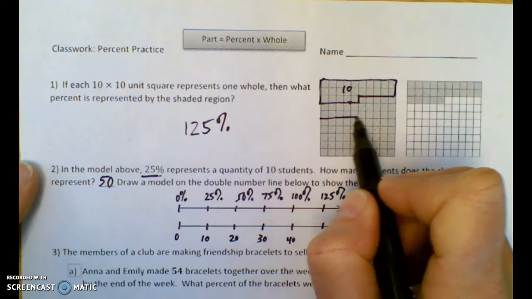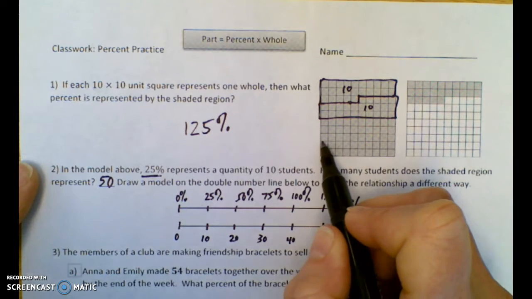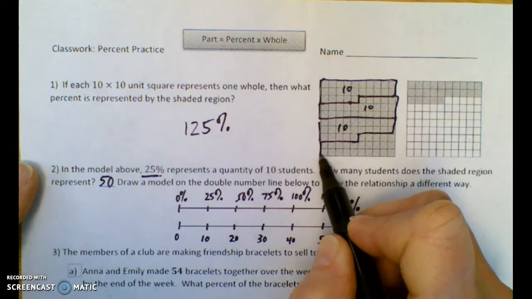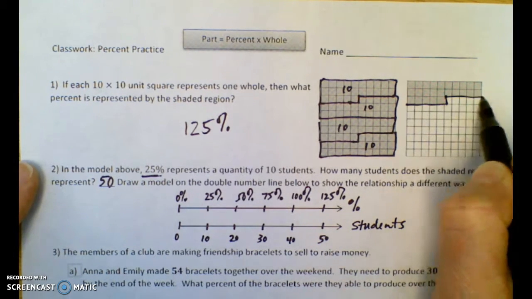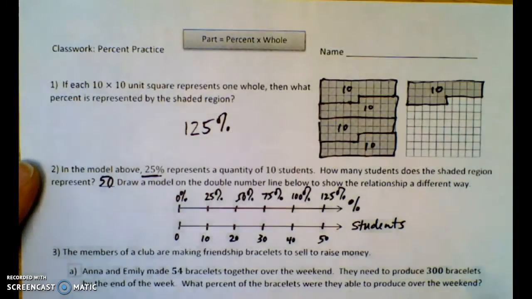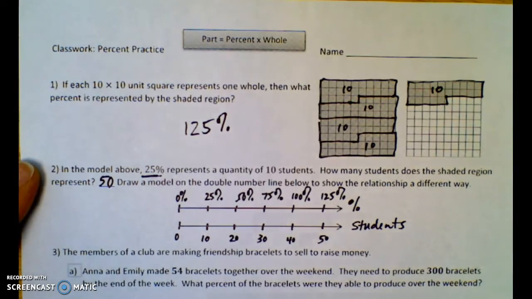If we were to take our model up here and show that these 25% actually represents 10 students, then you would have another 10 students here. And then you would have another 10 students here. And then here is another 10 students. And then the other diagram has an additional 10 students. So you would see that there's 50 students total in this way, but also with the double number line.